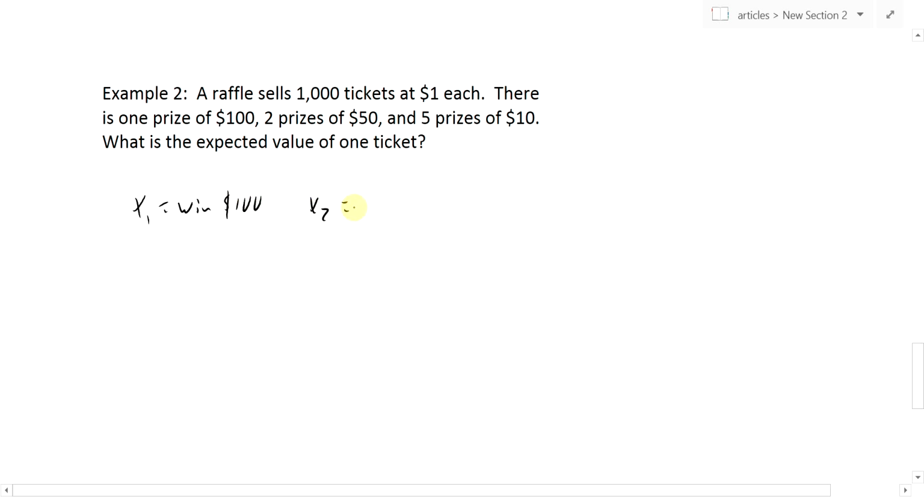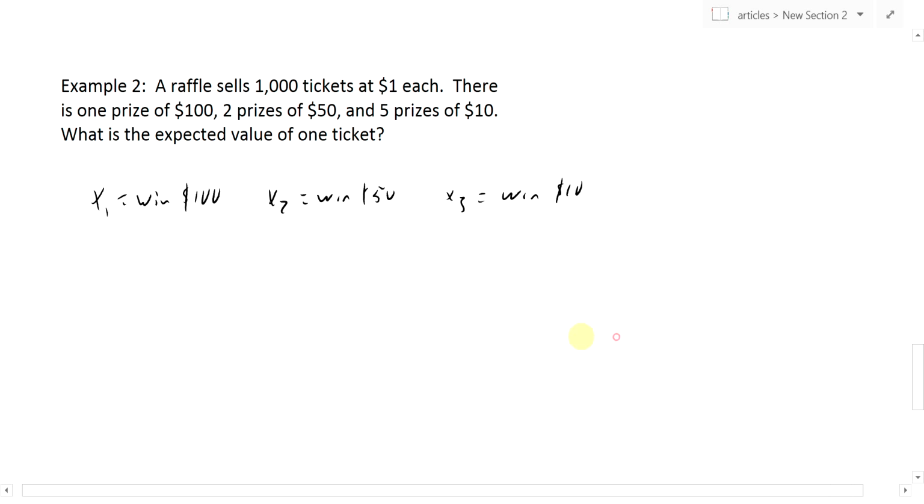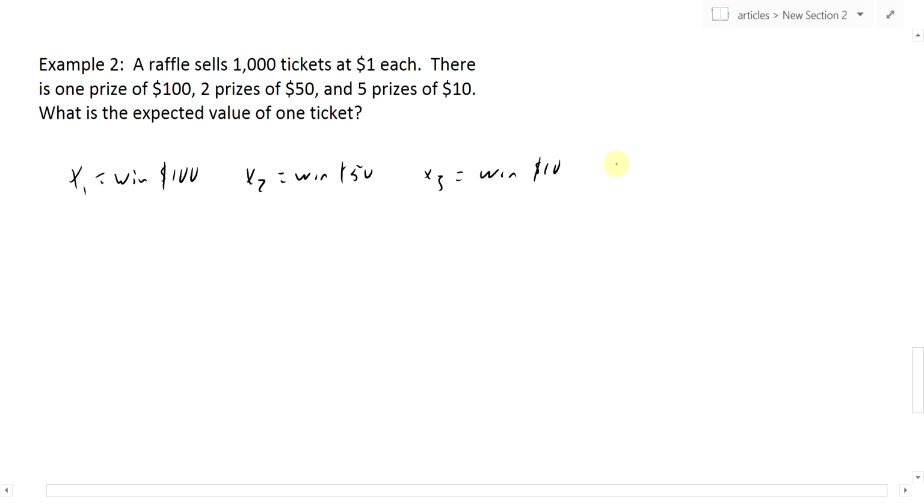X2, second possible outcome, you can win $50. X3, third possible outcome, you can win $10. And there is, although it's not stated, a fourth possible outcome, and you have to keep this in mind in these sort of raffle problems, where you win nothing. In fact, most tickets win nothing, right? There's 1, 3, 8 total prizes out of 1,000, so most of them will lose. Okay, so then we set up our table, right?